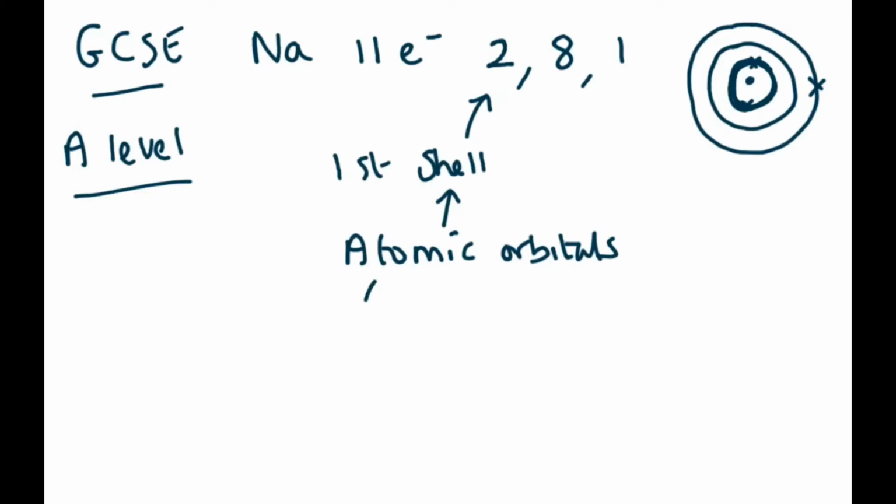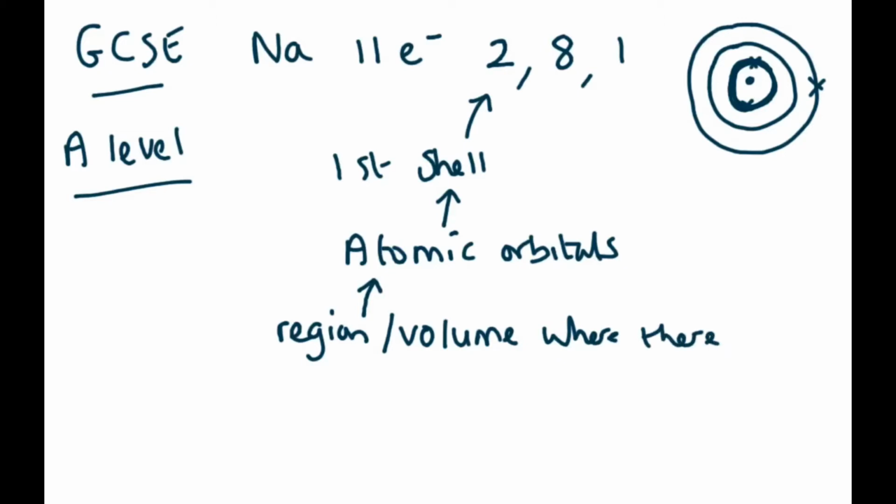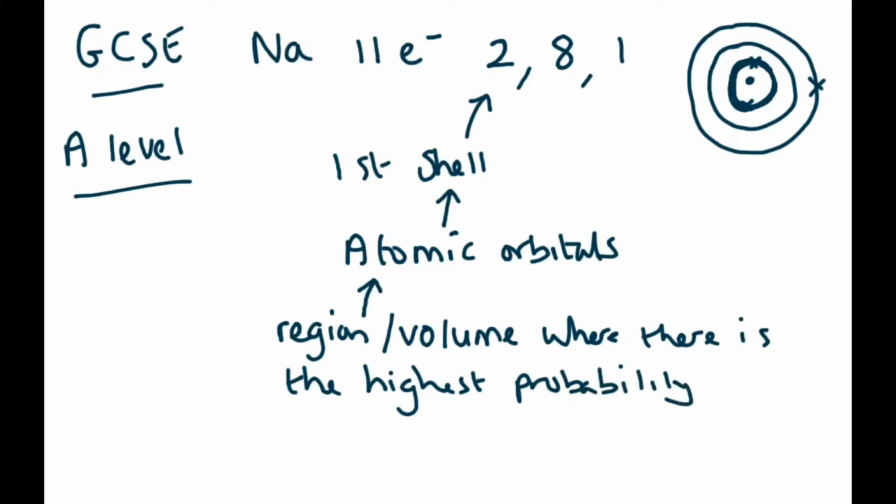We need a definition for atomic orbitals. The definition of an atomic orbital is a region or a volume, right? You can't say area because it's 3D, it's not flat. A region or volume where there is the highest probability of finding an electron. An orbital can hold up to 2 electrons.